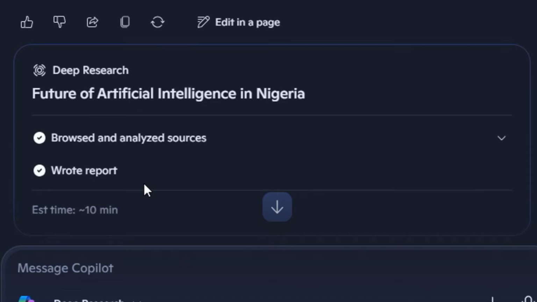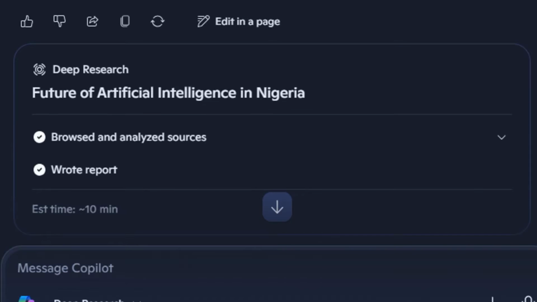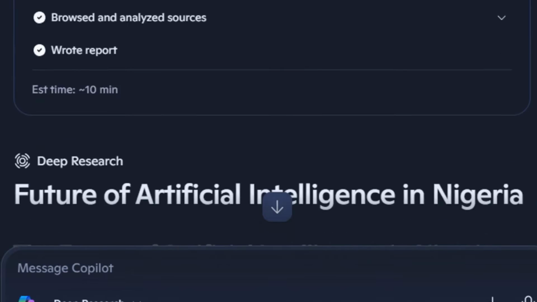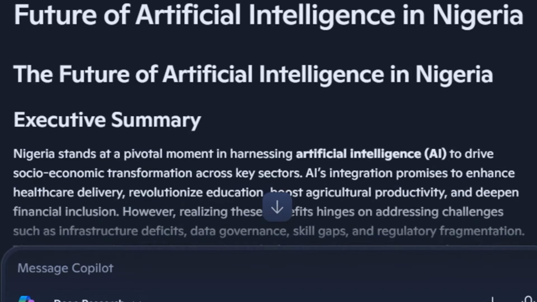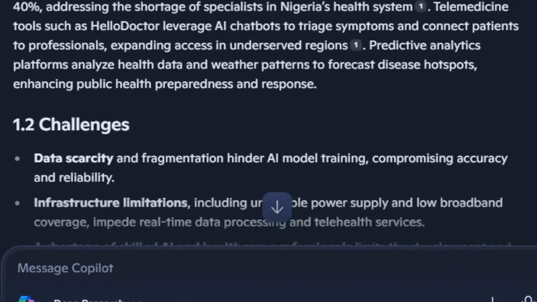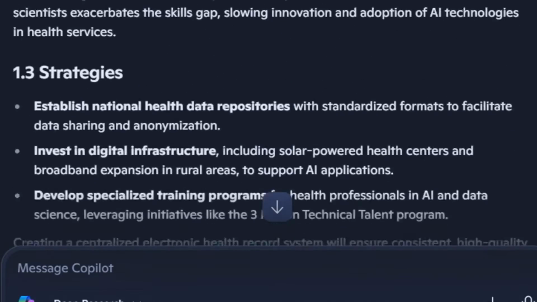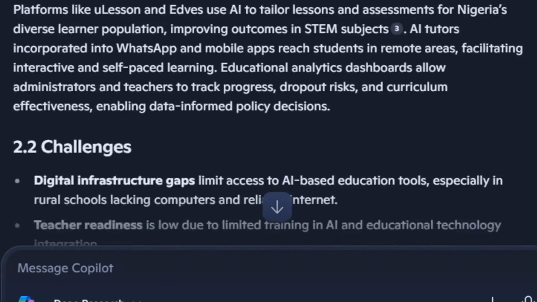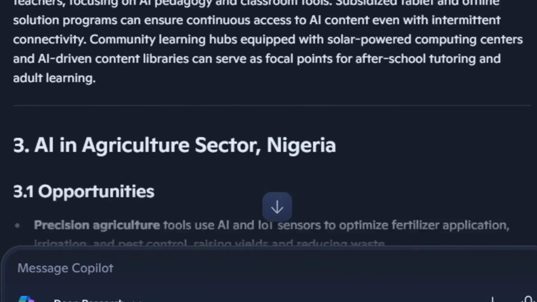So I had to leave it and went and came back. Take a look at what it has given me, the detail of the deep research. So the deep research result, the future of artificial intelligence in Nigeria. This is the executive summary. In the health sector, opportunities and challenges, strategies; in education, opportunities, challenges, strategies, and so on.